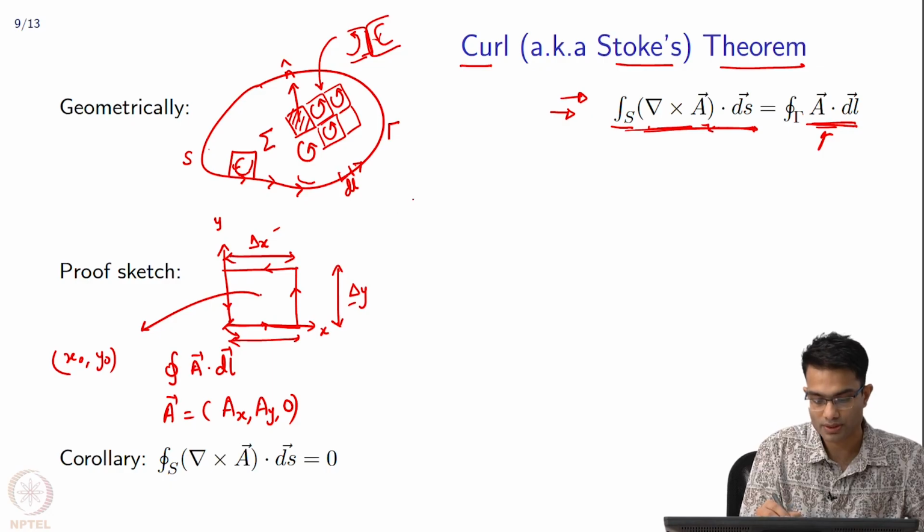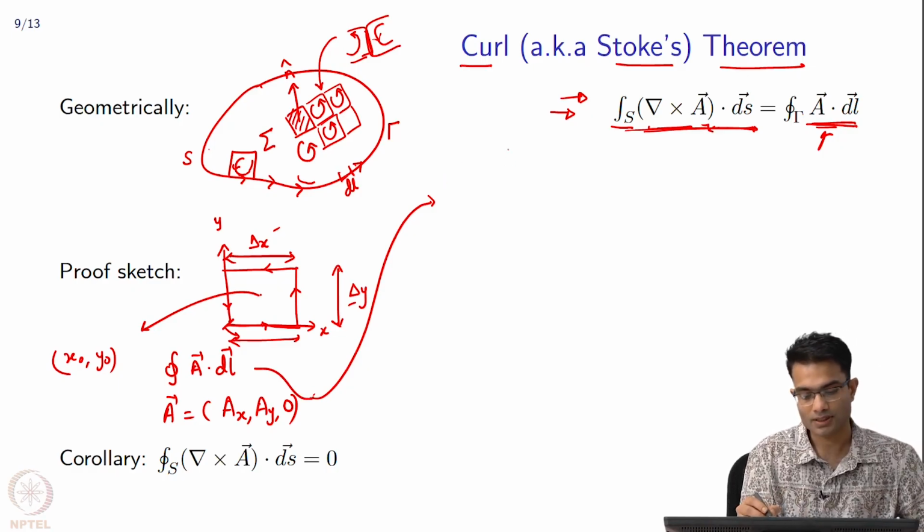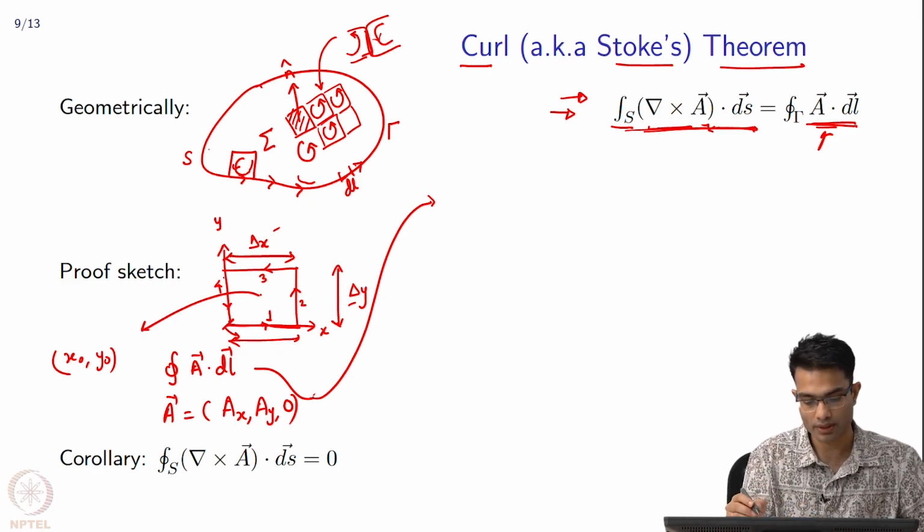So, when I do this, this is what I am going to write. The first term, what will I get? Ax dot dl. So, for this path, let us call it path 1, 2, 3 and 4. Along path 1, what is my A dot dl?